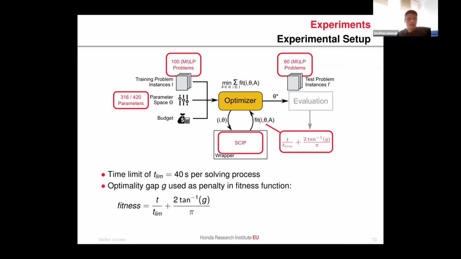And since for some problem instances it can take a very long time to solve them exactly, we set a time limit of 40 seconds for each solving process and use the optimality gap as penalty in the fitness function. More precisely, the fitness for solving a given problem instance is the normalized solving time plus this penalty in the optimality gap. For instances which can be solved exactly within 40 seconds, the gap is 0 and the fitness is between 0 and 1. And for instances which cannot be solved within the 40 seconds, the fitness is between 1 and 2.